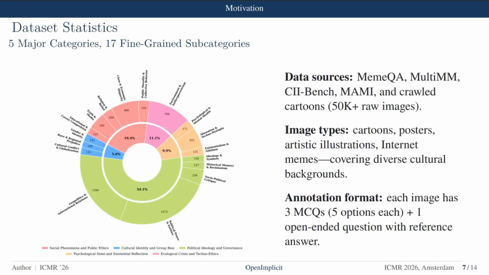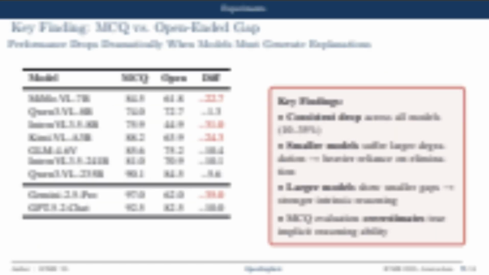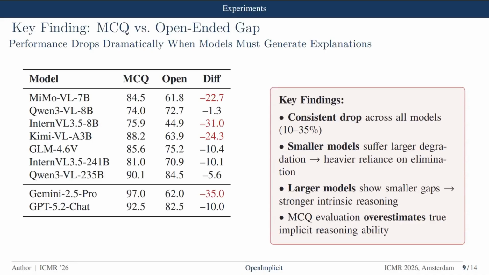Our dataset covers diverse topics including political ideology and governance, social issues and inequality, environmental and public health, cultural and philosophical reflection, and economic systems. The category distribution reflects a trade-off between topical balance and dataset scale, with political ideology accounting for the largest proportion due to source distribution. Now let me present our key experimental findings.